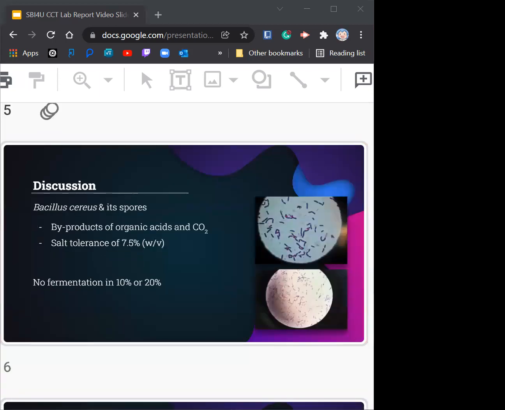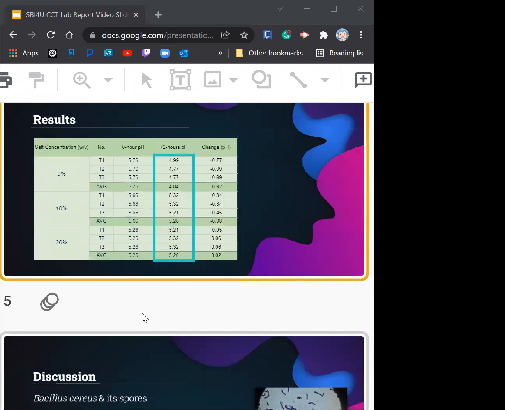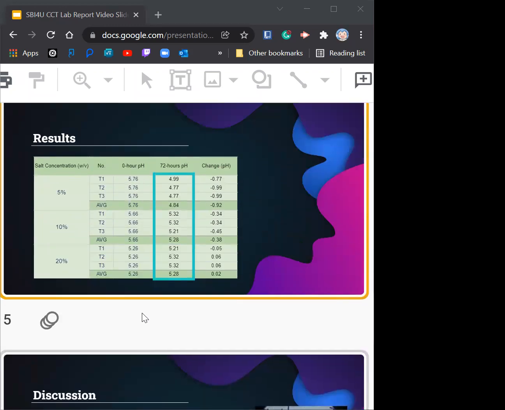Or scientifically, the explanation is in 10% and 20%, there was no fermentation whatsoever. Even though the results in 10% went down by a little bit, in my friends' results, since they're all whole numbers, this is kind of neglected. Like 10% and 20% has nothing. 5% is the real deal, where there was fermentation, and yeah, that was it.